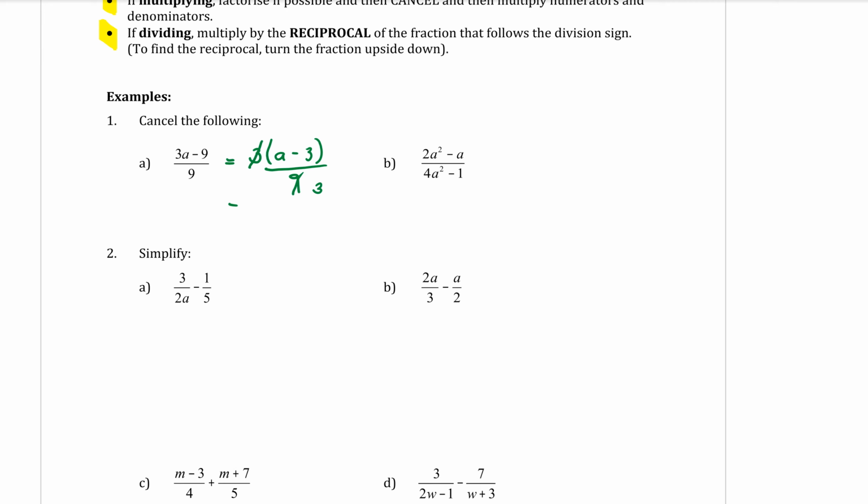Next step is just to write down what is left. I have a minus 3 on the top. I no longer need those brackets because I've cancelled everything that was out the front. If you write the brackets, it's not a problem, but you don't need them. And the 3 is on the bottom. Okay, B.